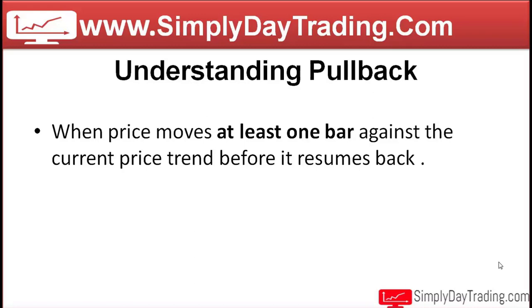So, what is a pullback? When price moves at least one bar, I will repeat it again, when price moves at least one bar against the current price trend or the dominant trend direction before it resumes back, we call it a pullback. Pullback is also known as retracement, correction, or dip.